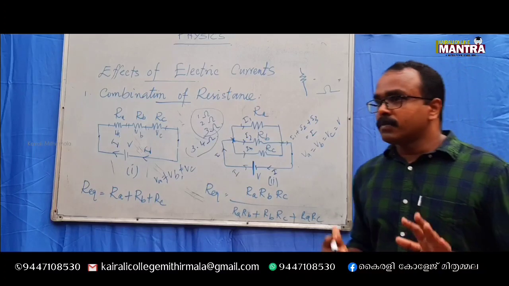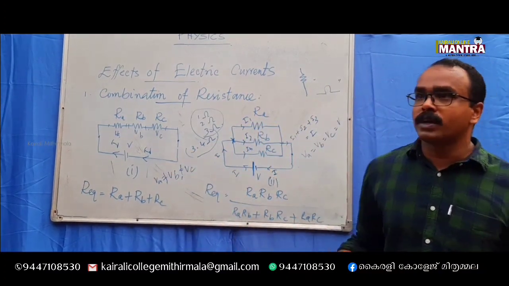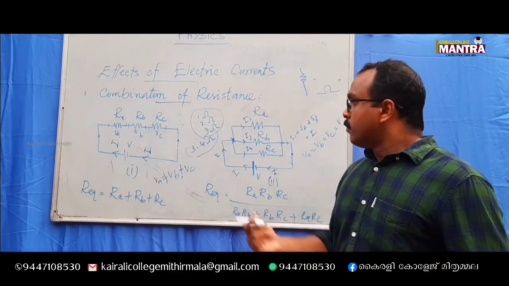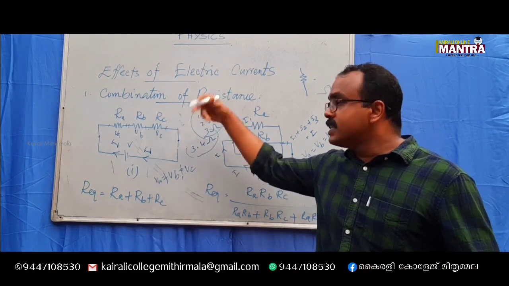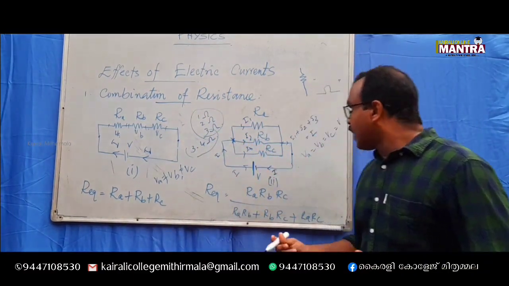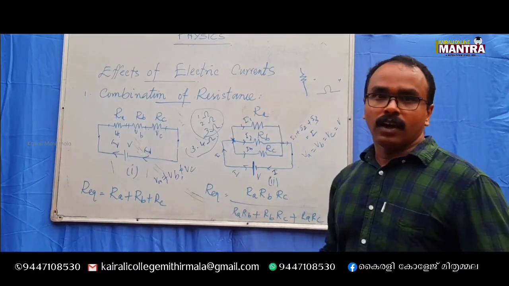So you have to remember this fundamental concept: in series connection, or series combination of resistances, the current through the circuit will always be the same, but the voltages across each component will be different. But in the parallel connection, the current through each branch will be different, but the voltages will always be equal.